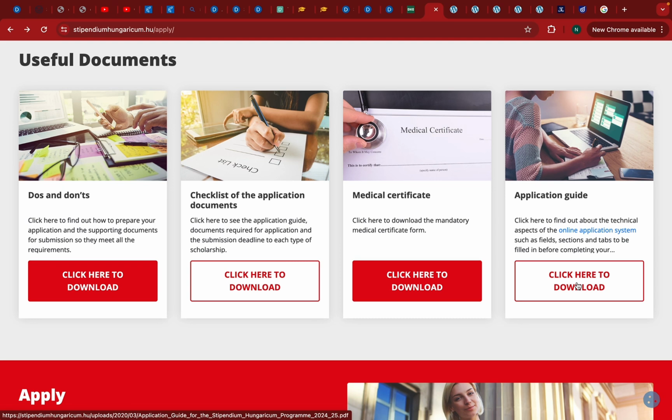Application for the Stipendium Hungaricum normally opens from November to 15th January. So if you are interested, you can go on the website and then check the application out and look through all the checklists and prepare for the application.